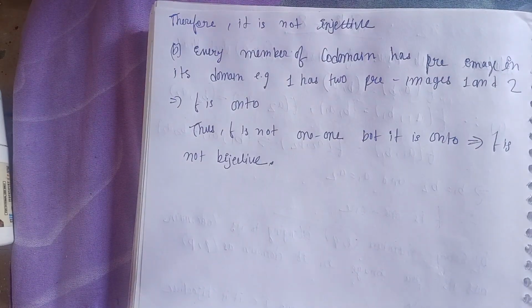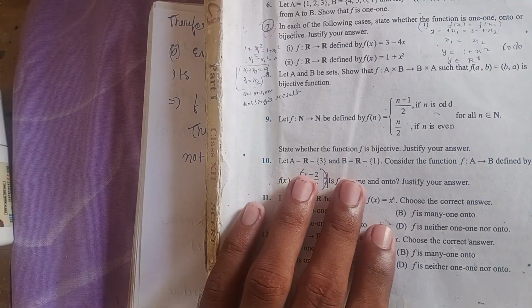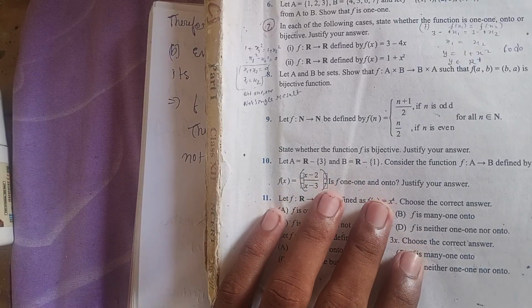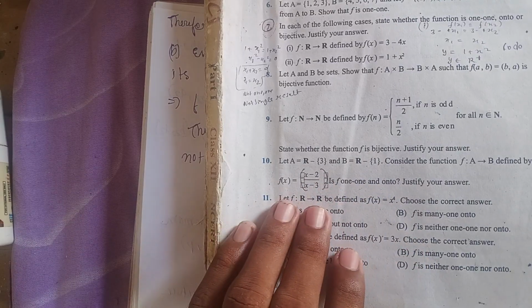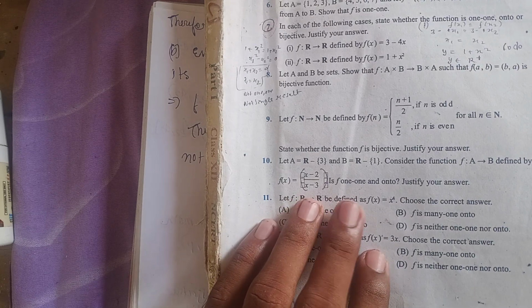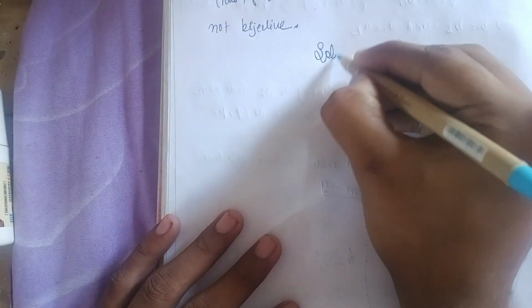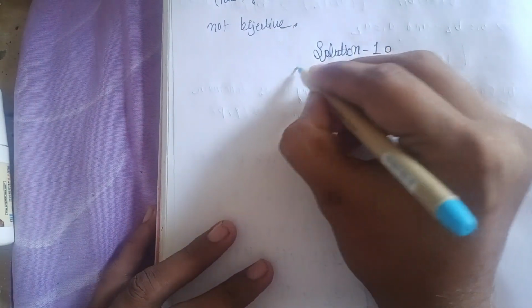Now we have completed our question number 9. Now we move to question number 10. Let A be equal to R minus {3} and B be equal to R minus {1}. Consider the function f from A to B defined by f(x) is equal to (x minus 2) upon (x minus 3). Is f one-one and onto? Justify your answer. So, the solution for question number 10.